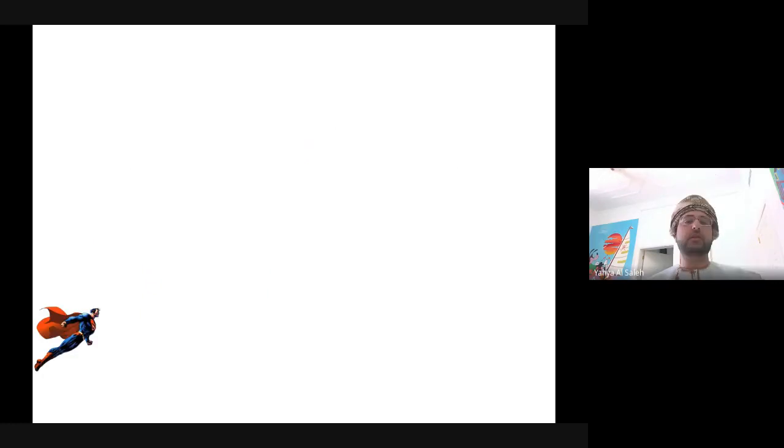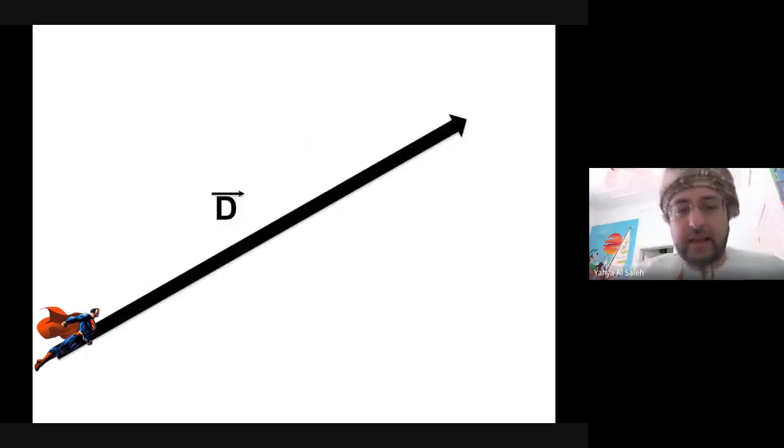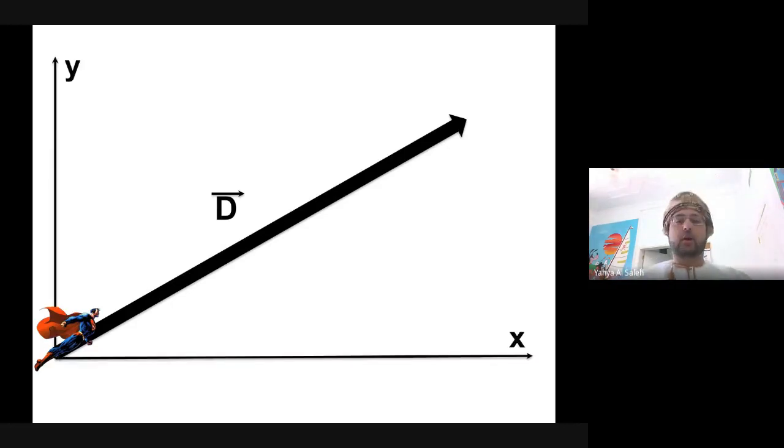Superman going up. It's a plane. It's a bird. No, it's Superman. We have x and y components.